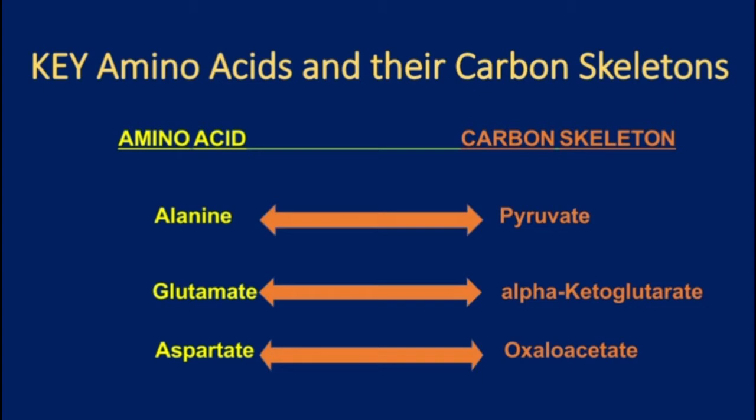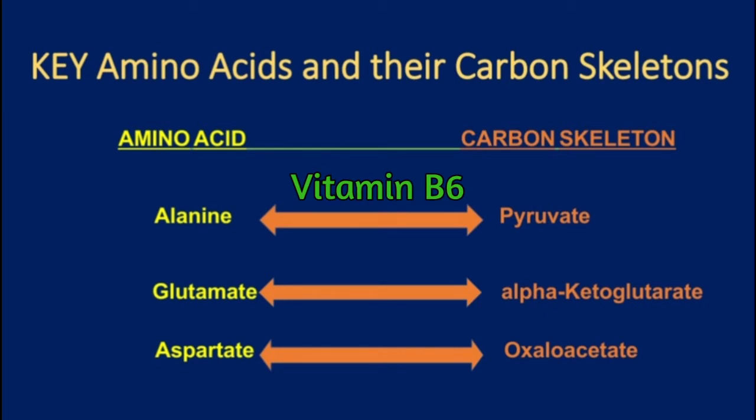Importantly, the ALT reaction is reversible. It can go either way, from alanine to glutamate or from glutamate to alanine. It requires vitamin B6 or pyridoxal phosphate as a coenzyme.